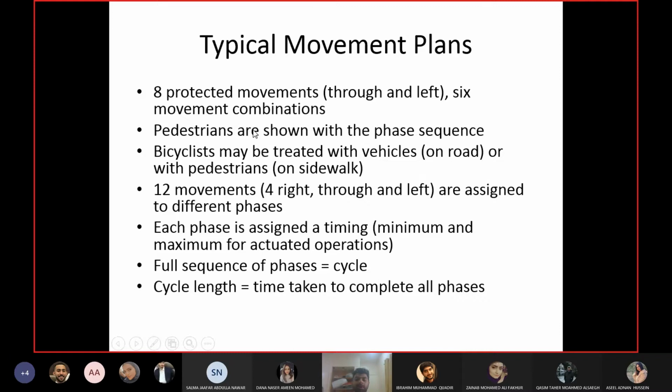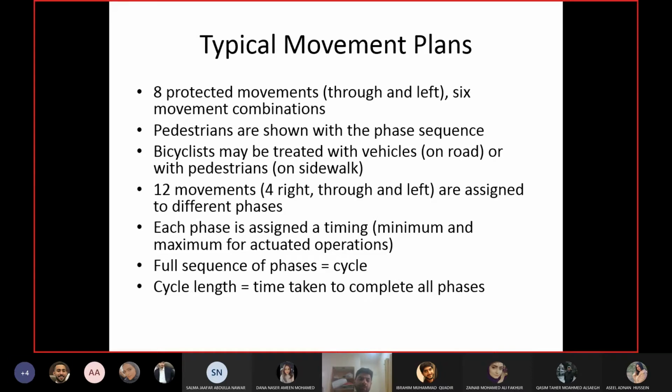Bicyclists, now pedestrians, we know they will be crossing the intersection, right? With bicyclists, you can have 2 types of movements. They may be moving along the road. Then you will treat them with the vehicles. So the same phase which is given for the vehicles will be given for the bicyclists as well.